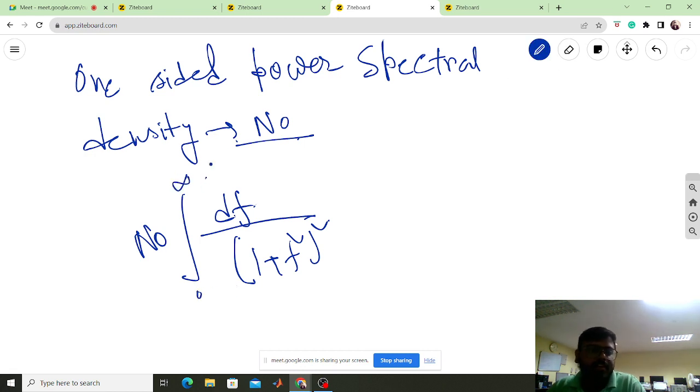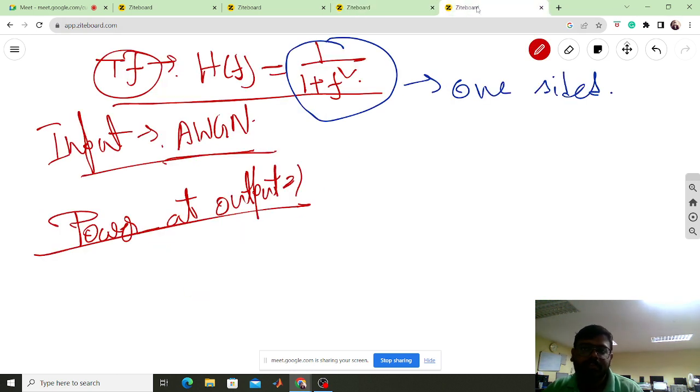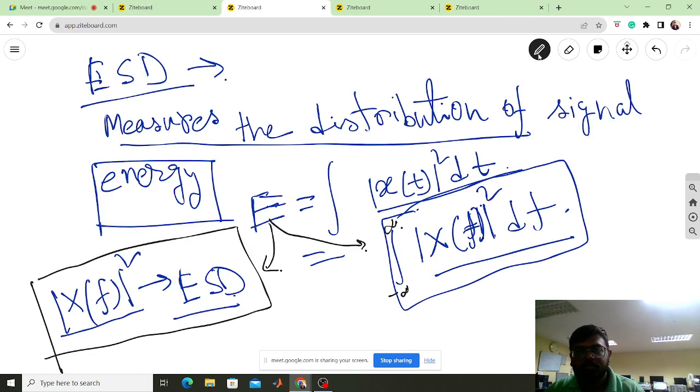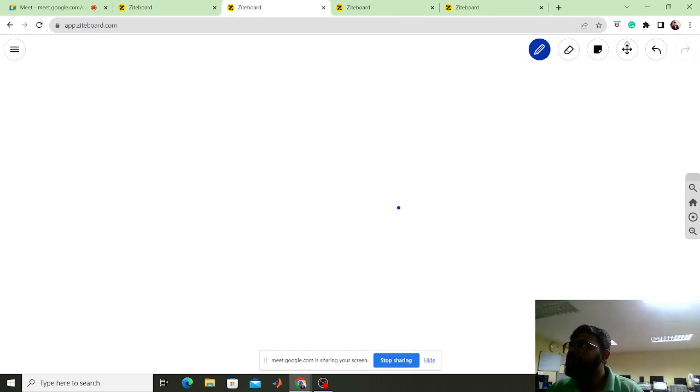So it is one-sided, so we are not going to take minus infinity to infinity. We are going to do from 0 to infinity instead of that, right? So we have to solve this integration from 0 to infinity. So let's solve it step by step. We are going to use the integration reduction formula.